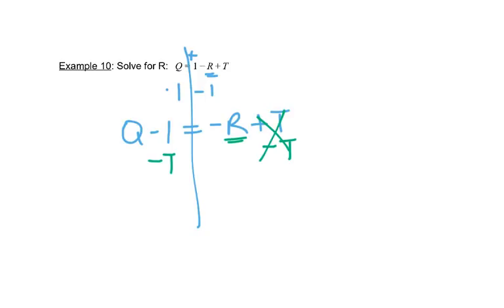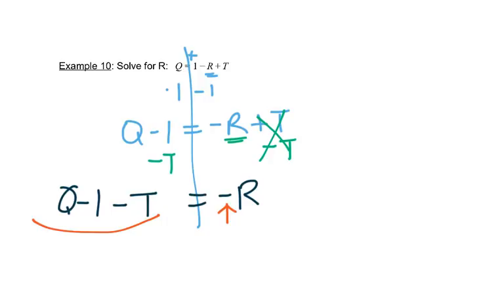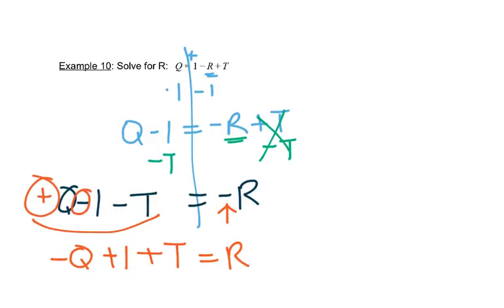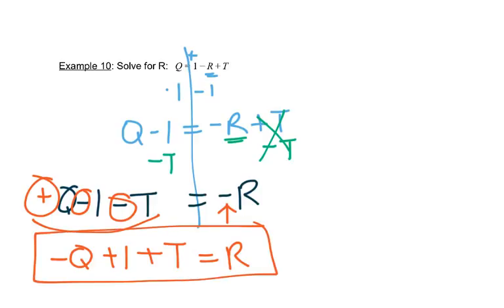Again, write the left-hand side in the order you see it. We see q minus 1 first and then minus t. And over here we still have a negative r. Now we don't want that negative there. We want to change that sign. We want to make it opposite. If we change that sign, if we make it opposite, then we have to do the same for everything that's on the left-hand side. So that would give us a negative q plus 1 plus t equals r. So this changed from positive to negative, this changed from negative to positive, this changed from negative to positive. And that's my answer.